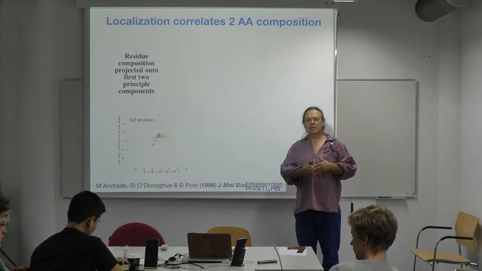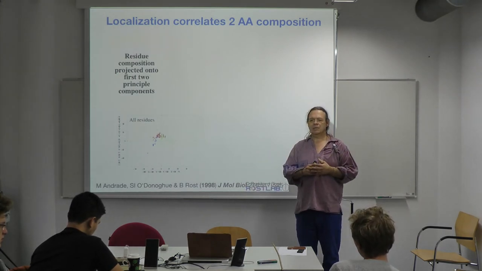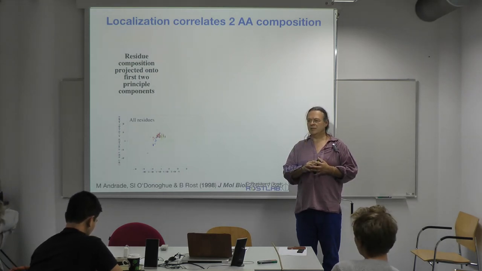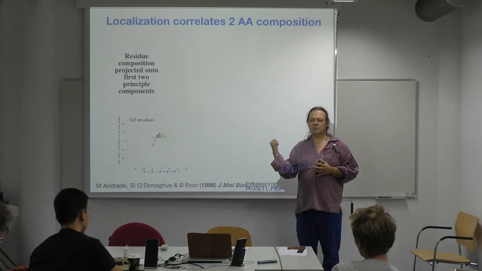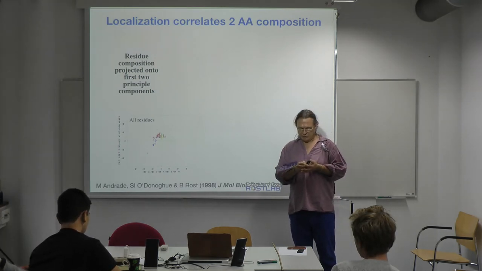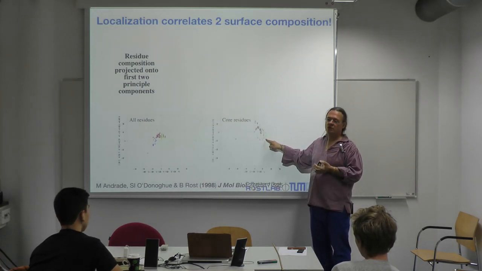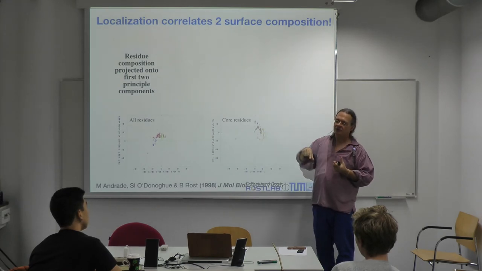Why would the entire protein be influenced by the environment? What part of the protein would be influenced by the environment? The surface. So what would you look at? The same thing as surface composition? No, actually, the first thing you would do is the other way around: the core. If you believe it's the surface, begin to look at the core. The core is the opposite of the surface.